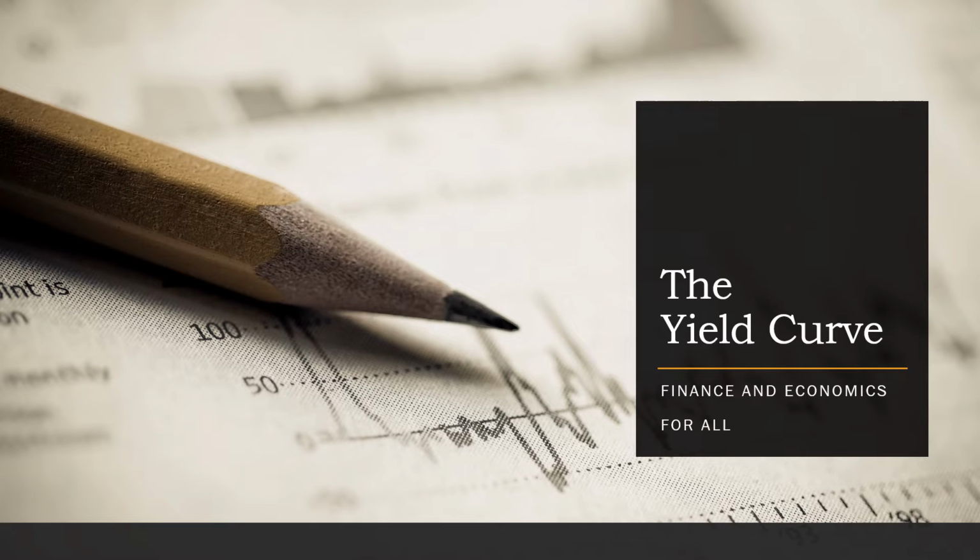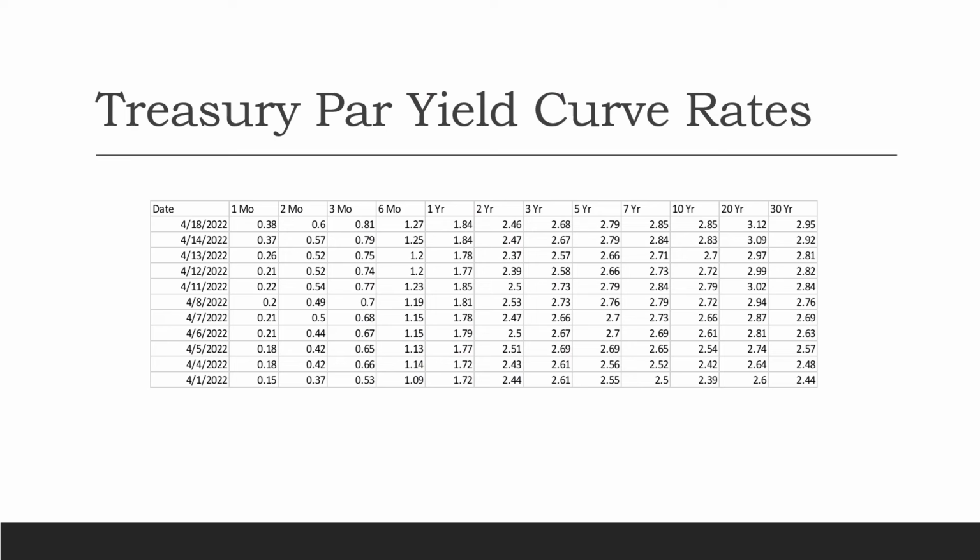This video discusses the yield curve. Have a look at this table. What do you see? You see a bunch of dates. And for each date, you will find a bunch of interest rates, which are for different time periods: 1 month, 2 month, 1 year, 2 year, all the way to 30 years.